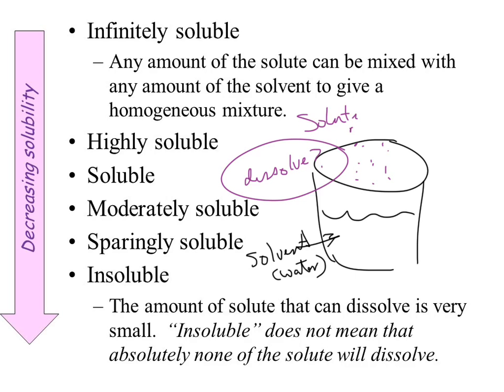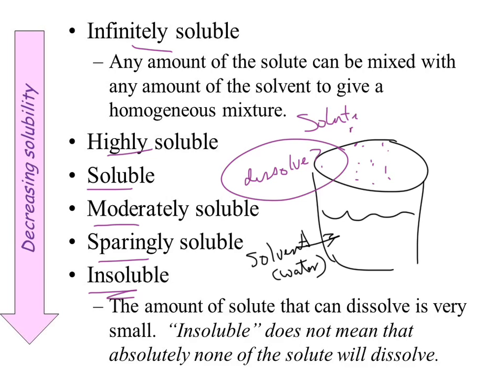Just generically speaking, if it's not infinitely soluble, it could be highly soluble, which means it's not as soluble as infinitely soluble. It could just be plain old soluble. If you were making Kool-Aid and put too much sugar in the water, eventually you get a sludge at the bottom. So sugar's not infinitely soluble in water. Moderately soluble. Then we start to get to not very soluble, so sparingly soluble, or just downright insoluble.